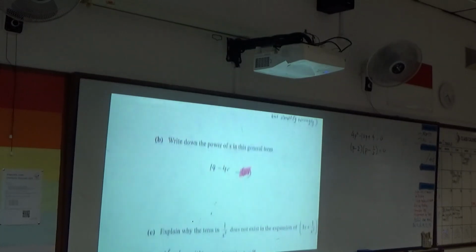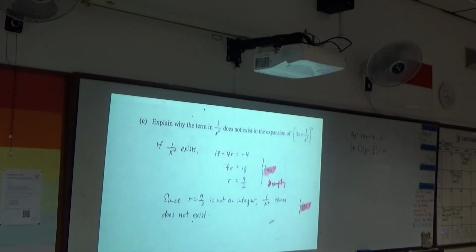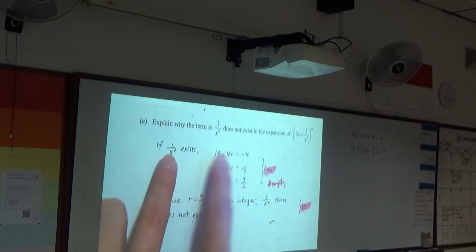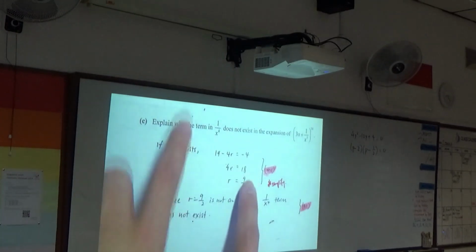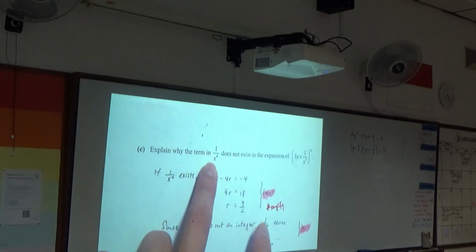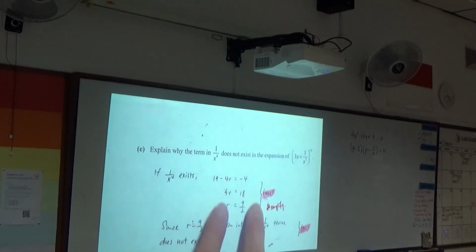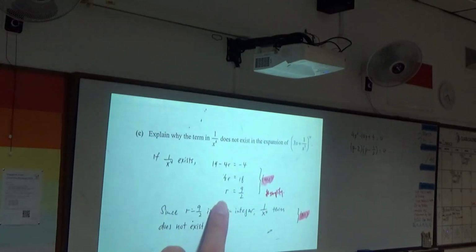Okay, moving on. Part C. I did not penalize you for simplification in this case. Some of you left it as 18 over 4, that's fine, but I still want to encourage you to simplify to 9 over 2. So how we go about doing this is that we know that the power is 14 minus 4r. In this case, it means that your power of x will be negative 4. So equate them, you find that r equals to 9 over 2.